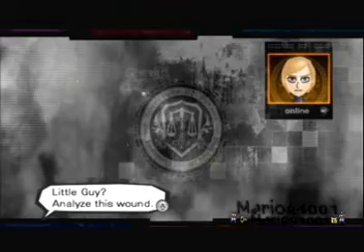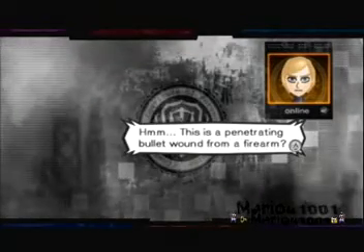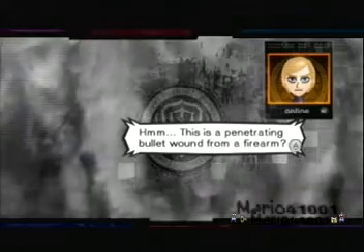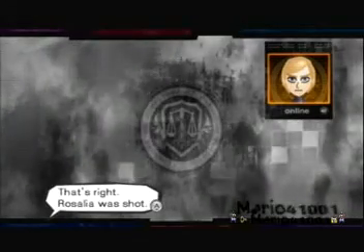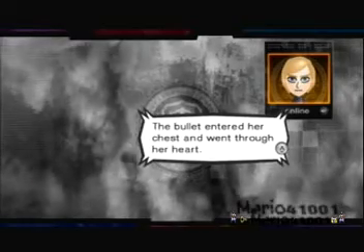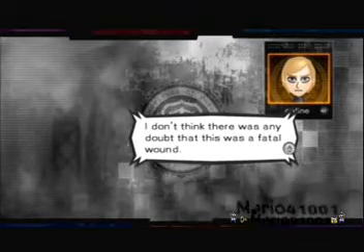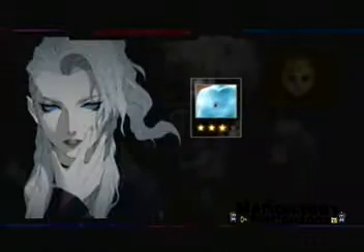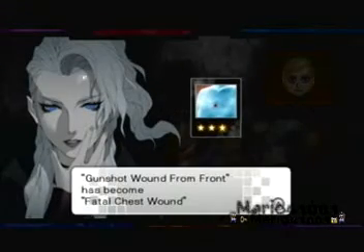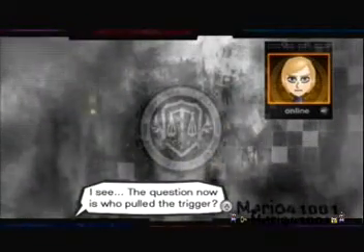Little Guy, analyze this wound. Understood. This is a penetrating bullet wound from a firearm? That's right. Rosalia was shot. The bullet entered her chest and went through her heart. I don't think there was any doubt that this was a fatal wound. I see. The question now is who pulled the trigger.